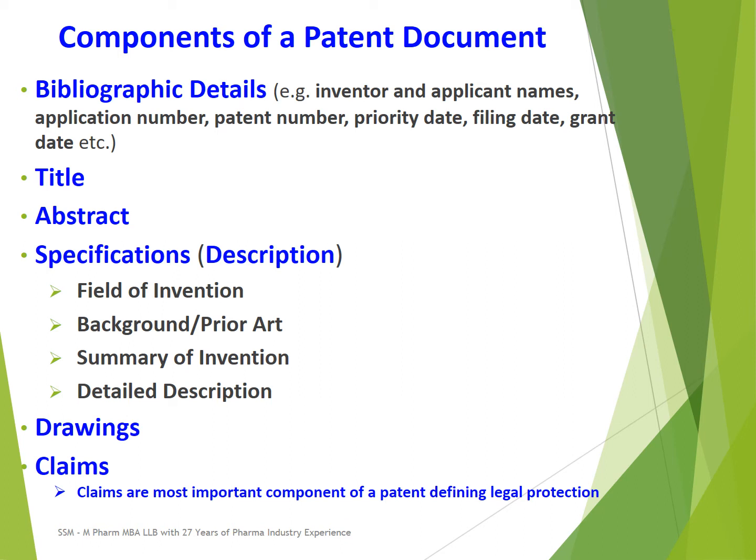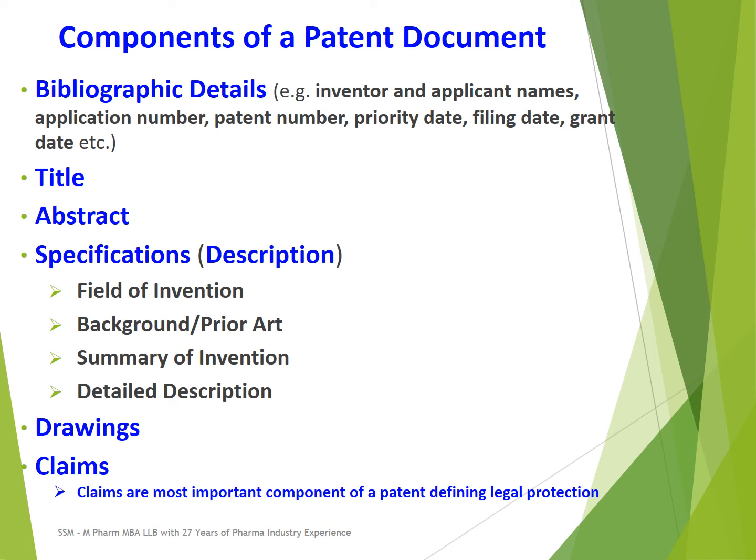In specification, you have to describe the field of invention. Your invention is related to which field? You have to describe that field. Then next section is background or prior art related to that field or related to your invention. So what is the prior literature or knowledge which is published before your filing date about that invention? Then you have to describe the disadvantage of the prior art or prior information.